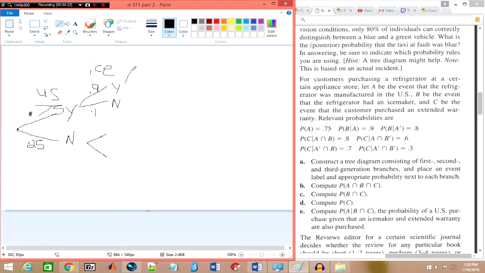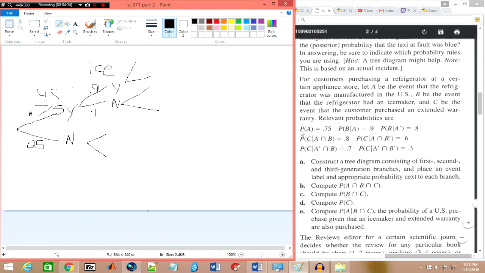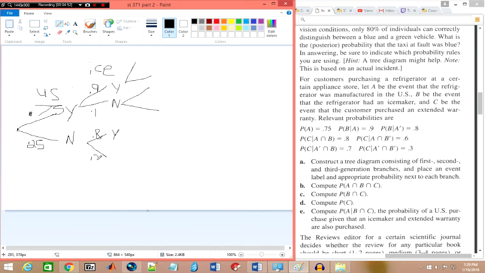And then I can branch those off again, and this is the last generation. Then we're going to have the probability of B given that it wasn't made in the US, which would be over here, and that's 0.8. So that's 0.8 for yes, which makes 0.2 for no. That looks like a 12, I'll fix that real quick. There we go.